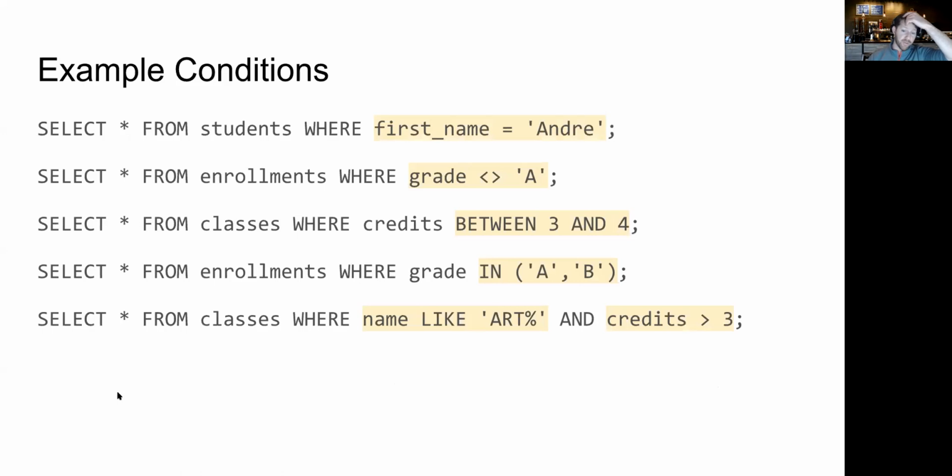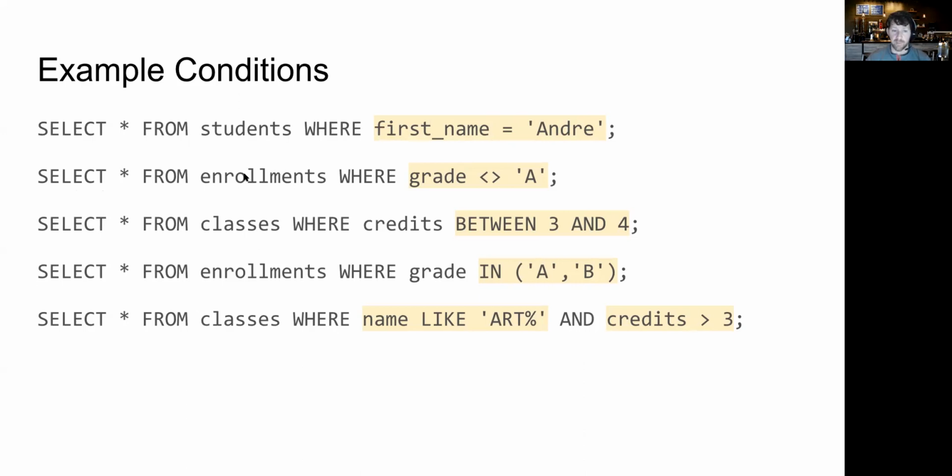So here are some examples. The first selects everything from the students table where the first name equals Andre. This first query would literally return all the students in the students table whose first name is Andre. The second query selects everything from the enrollments table.